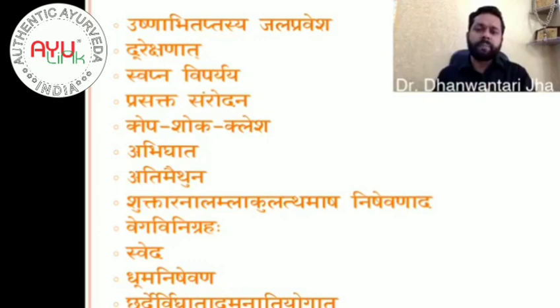Prasakta Sanrodana, continuously weeping or crying extremely, will also affect your eyes. Then comes Kopa Shoka Klesh: getting extremely angry, getting very sad, or getting envious about things will also affect your eyes. Abhighat means any injury or trauma to your eyes will affect your vision. Atimaithunat, excessive sexual intercourse or excessive masturbation, may lead to loss of ojas and shukra dhatu, which will again cause problems with your vision.